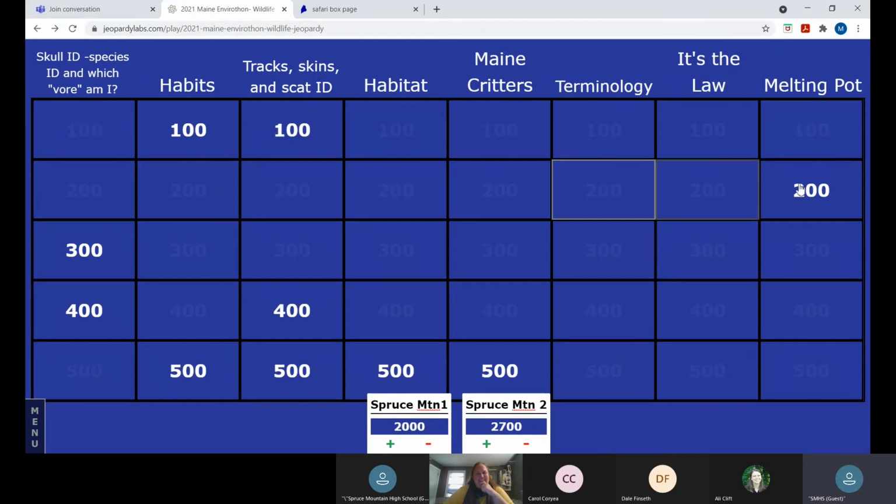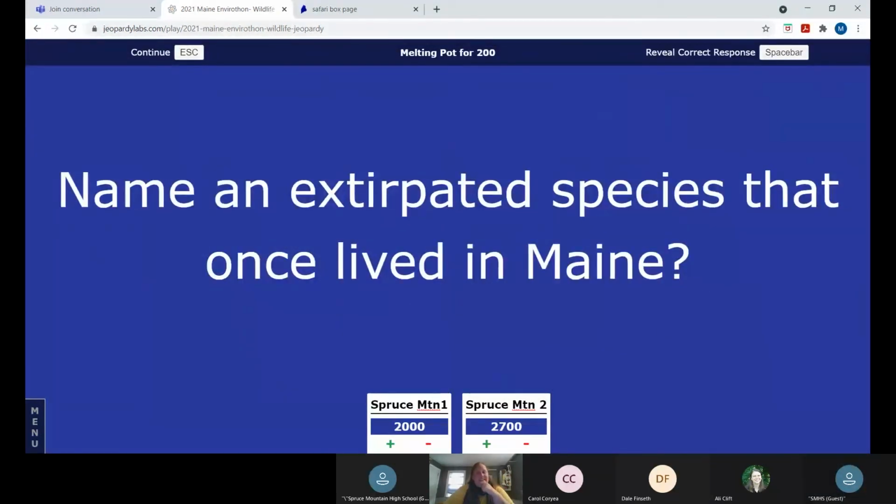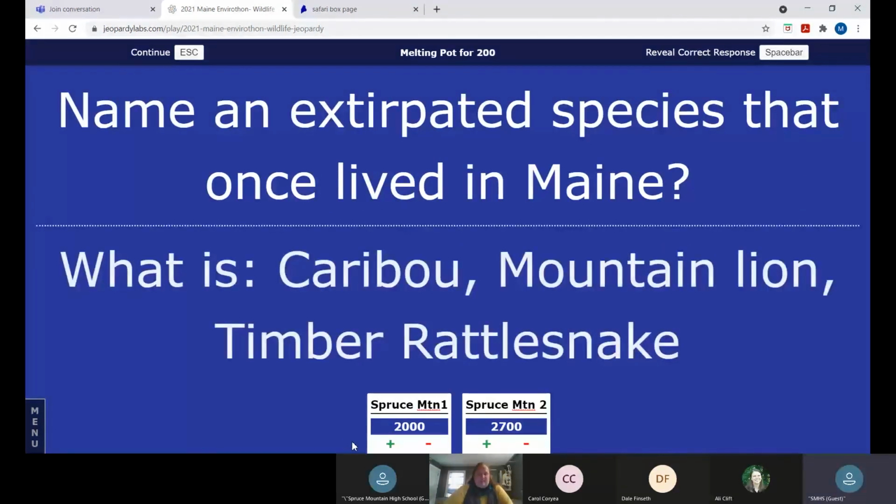Melting Pot 200. Name an extirpated species that once lived in Maine. Caribou. Correct.